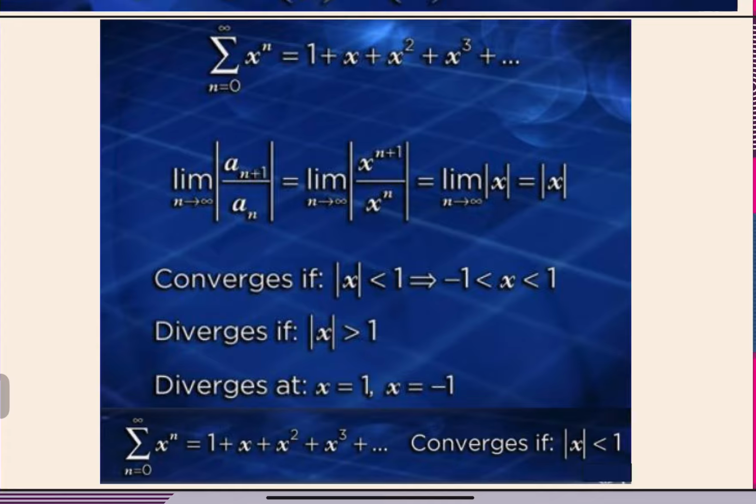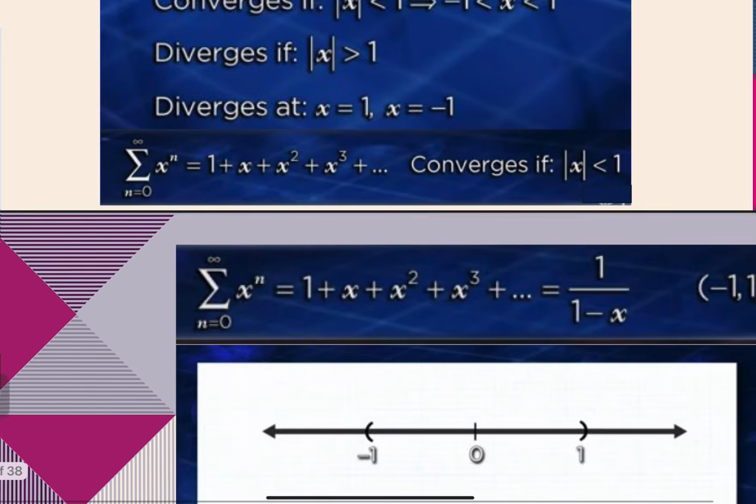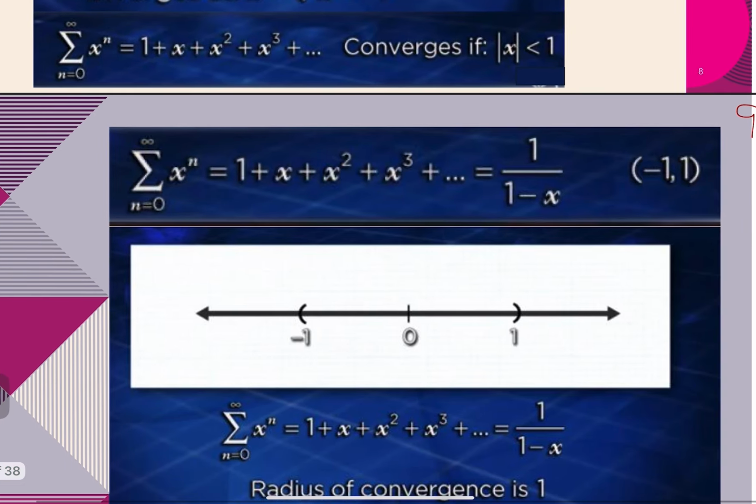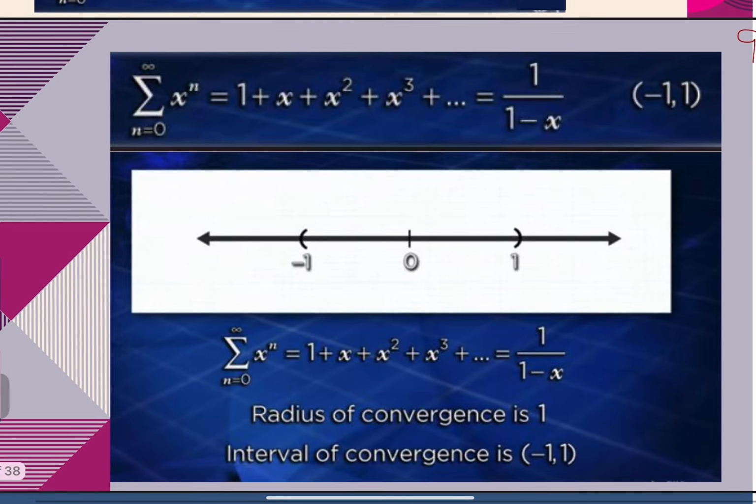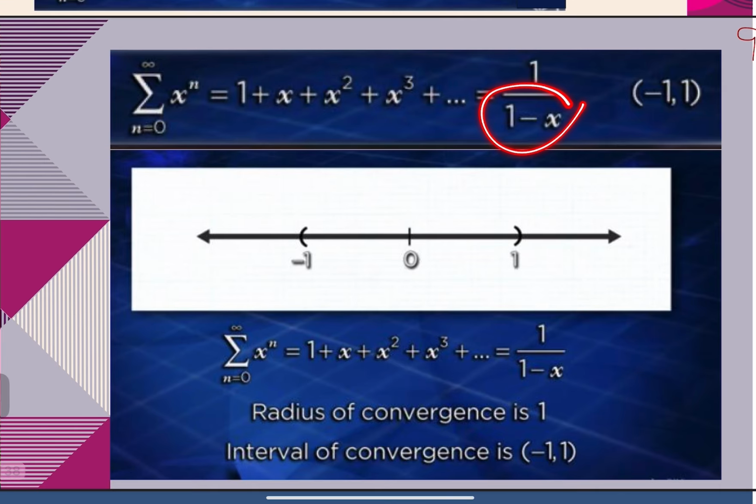So, in fact, we know even more. We know what it converges to. We know the sum of this series is in fact 1 over 1 minus x. So we have represented the function 1 over 1 minus x with a power series, an infinite polynomial. But this is only valid on this interval, from -1 to 1.